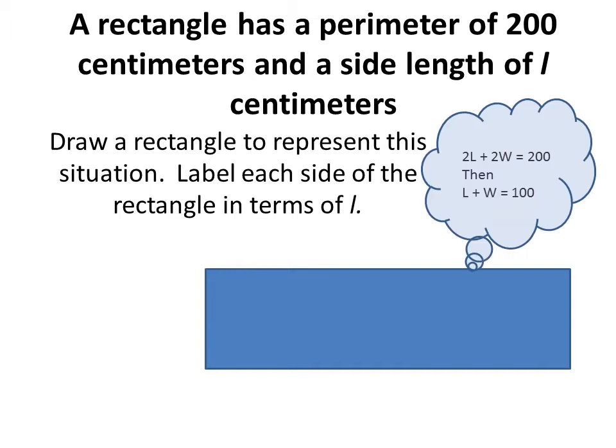So I drew a rectangle and I need to think, well, twice the length plus twice the width is 200, because that's how you find perimeter. So that means one length plus one width is 100. So if I label one of the sides L, then the other side would be 100 minus L, because in the equation, if you subtracted L from both sides, you would end up with 100 minus L. That's all you would have to do to answer that question.